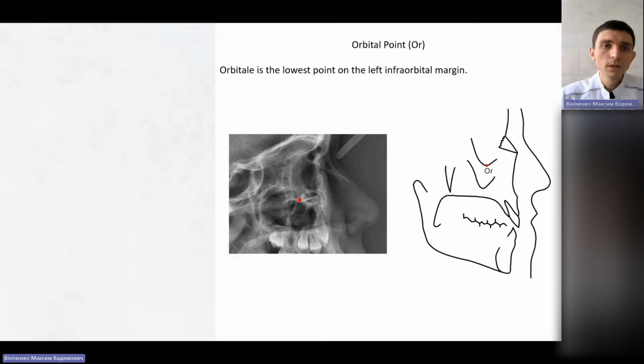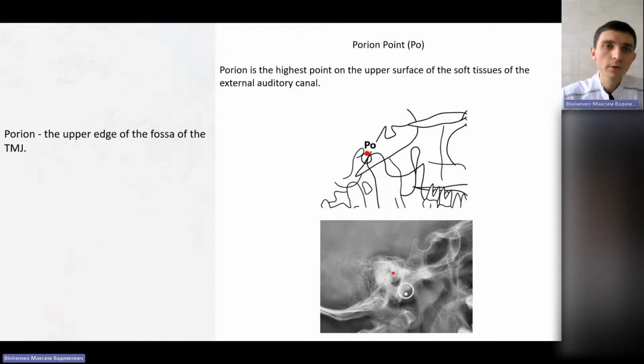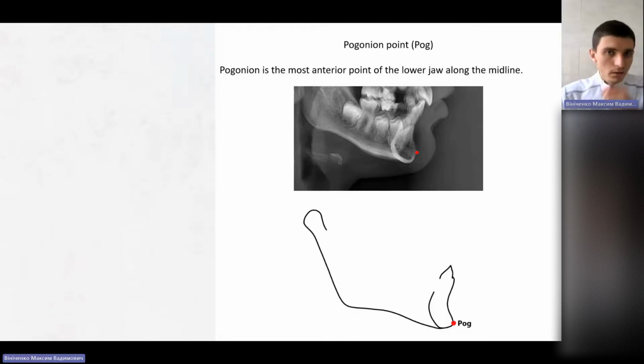Orbital point. Orbital is the lowest point of the left intraorbital margin. We see the orbital, and the lowest point is the orbital point. Porion point. Porion is the highest point on the upper surface of the soft tissues of the external auditory canal. So here is the auditory canal, and it is the external point. We make it the Porion point. Pogonial point. Pogonial is the most anterior point of the lower jaw along the midline. So this is the lower jaw, the most frontal point, it is the pogonial point.